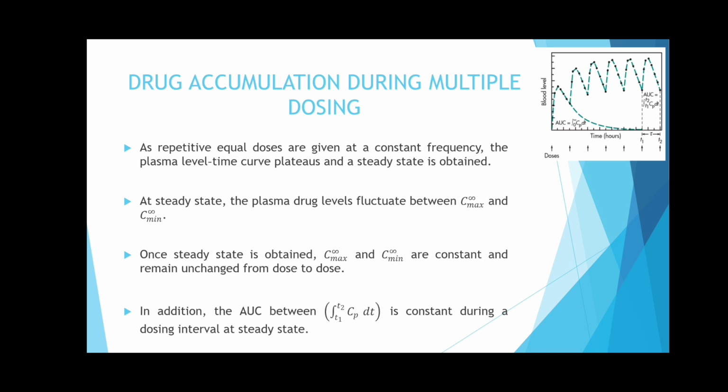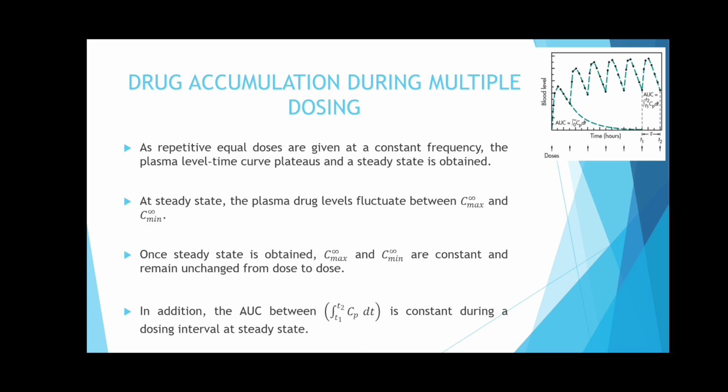Next, as repetitive equal doses are given at a constant frequency, the plasma level time curve plateaus and the steady state is obtained. At steady state, the plasma drug level fluctuates between the maximum steady state concentration and minimum steady state concentration. Before that, steady state has not been attained; it is about to attain the steady state. And once the steady state is obtained, the maximum steady state concentration and minimum steady state concentration are constant and remain unchanged from dose to dose.